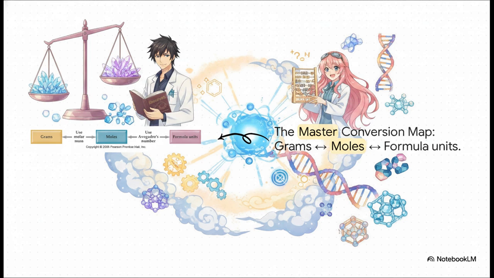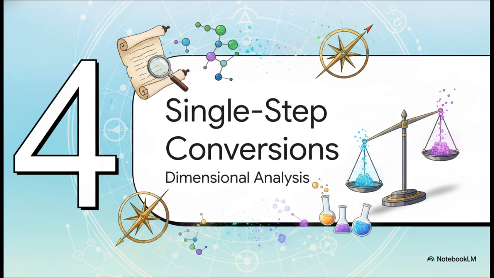So to jump between grams and moles, you use molar mass from the periodic table. And to go between moles and formula units, or particles, you use Avogadro's number. Okay, section 4, mastering single-step conversions. Armed with our master map and the factor label method, let's actually run through some real calculations.